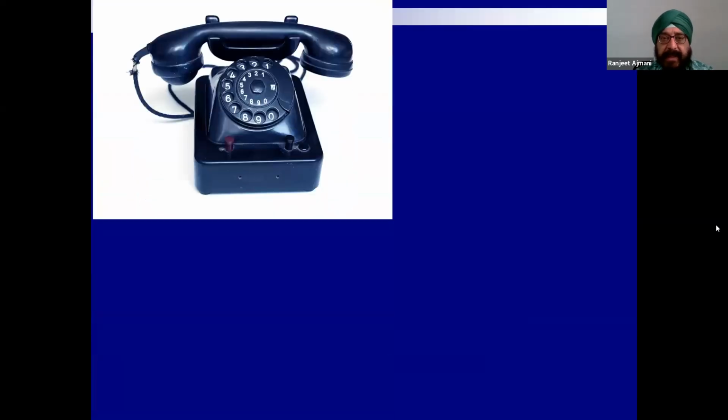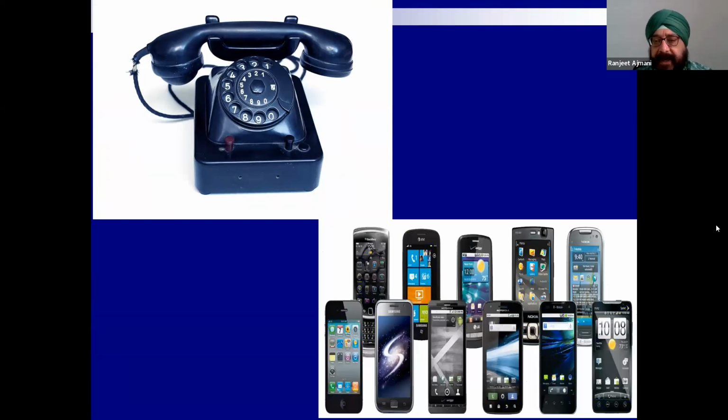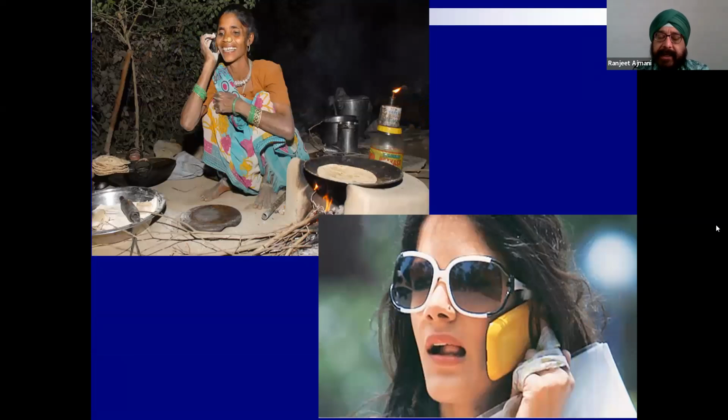I think this is my last but one slide, or maybe the last one. This was the way telephones were used way back, and this is the way mobiles are used so extensively across the globe now. What it has done, you can see a lady in a hut and a bright young lady in an urban setting. The mode of communication has remained the same, but it has brought so much social change in the entire world, right?